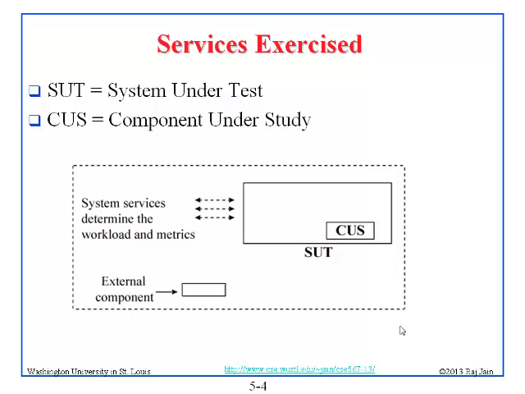So first of all, now we have to worry about the services exercised, and the services determine the workload and the metrics. We already talked about the metrics. To find the right metric, you have to make a list of all the services. For each service, you have to make a list of all the outcomes, and then you have to write down the probability, rate, resource, time, etc. So now what do we do for the workload?